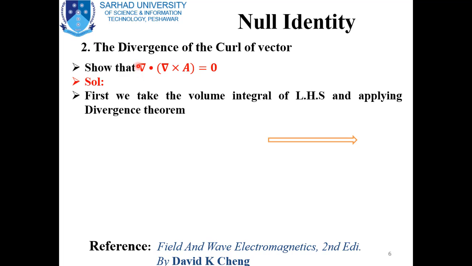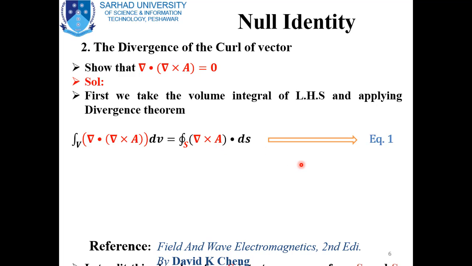So first we took the volume integral, and then applying the divergence theorem, the volume integral of the divergence of a curl of a vector field A can be written as the surface integral of the curl of that vector through the closed surface. We apply the divergence theorem to convert the volume integral into the surface integral, and we call it equation number 1.